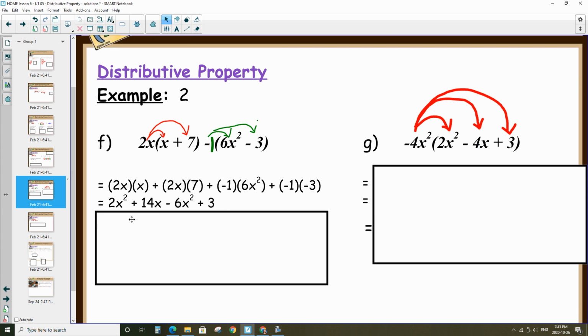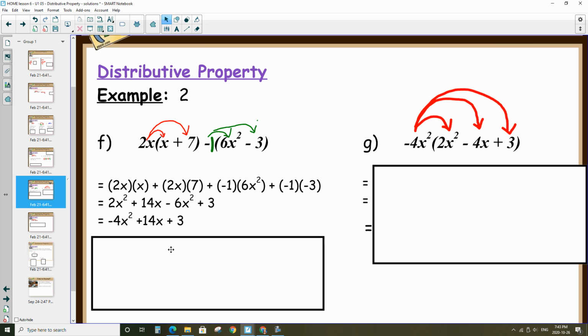I'm just checking to see if I can group any together. And it looks like we can. We have a 2x squared and a negative 6x squared. We can definitely group those together. 2 subtract 6 is negative 4. So negative 4x squared, and then we have a 14x and a plus 3 at the end.